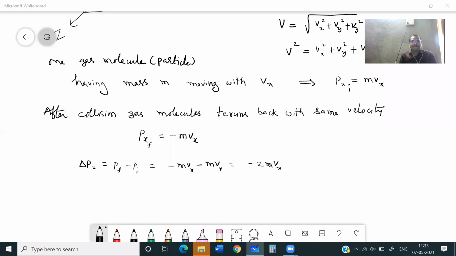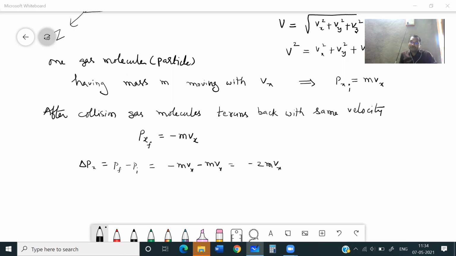Okay, let it be. So the change in momentum of the gas molecule, of one gas molecule. I am talking about one gas molecule. How many gas molecules are there? Small n number of gas molecules are there. Already I told you, I am talking about one gas molecule. It collides with the walls of the container and returns back. Change in momentum is minus 2 mvx. Like this, how many gas molecules are there? Small n number of gas molecules.